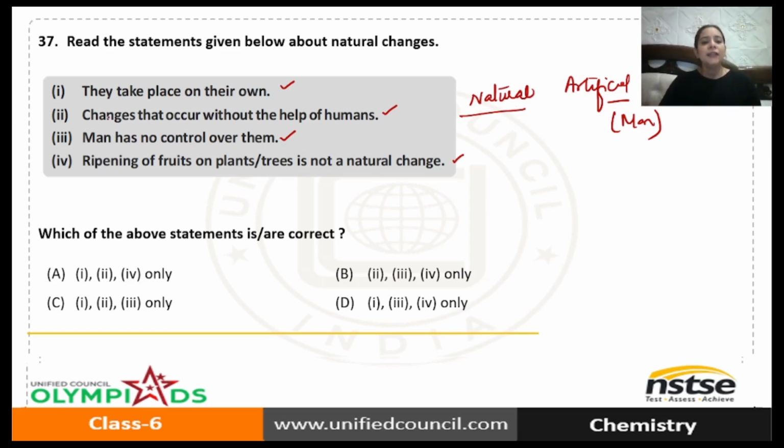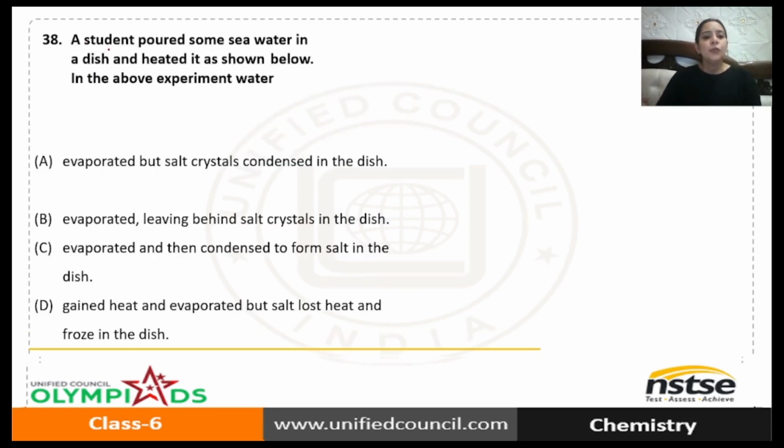Okay. So here it is said that they take place on their own. Yes, natural changes, correct, they take place on their own. And then it is said that changes that occur without the help of humans. Again, it is correct. Man has no control over it. Yes, correct. Ripening of fruits and trees is not a natural change. It is incorrect, because that's a natural change. So out of 4, the correct ones for natural changes are obviously 1, 2, 3. So option C is correct. So which option is correct, students? Option C is correct.